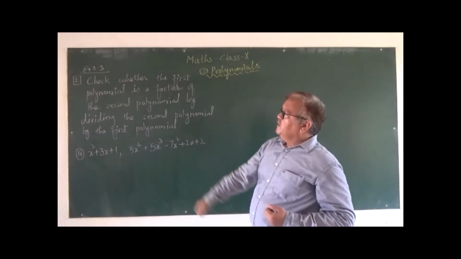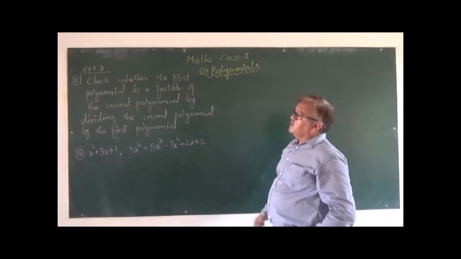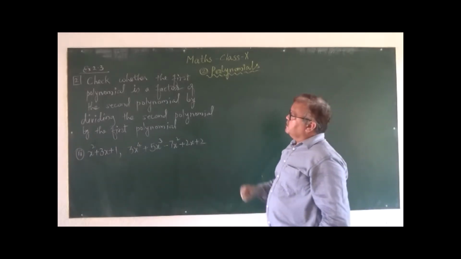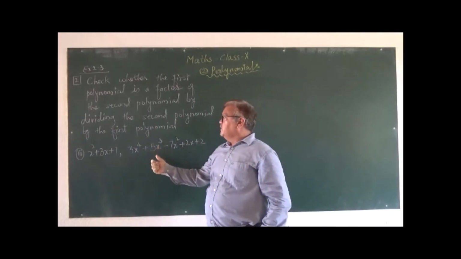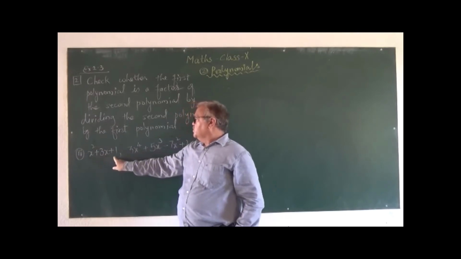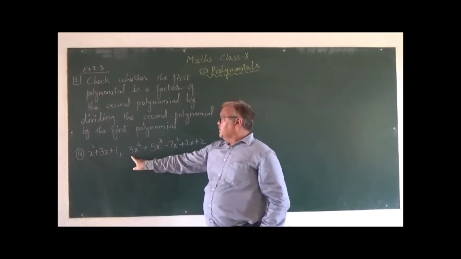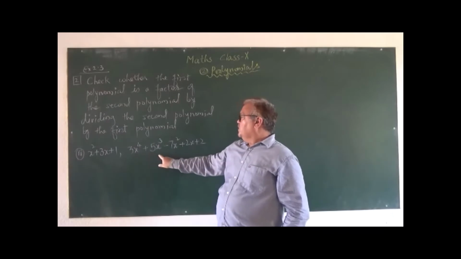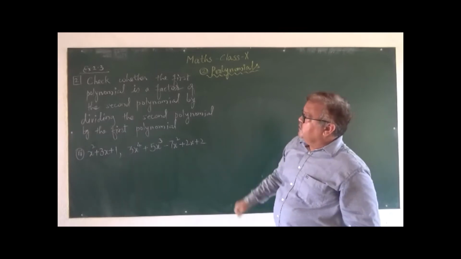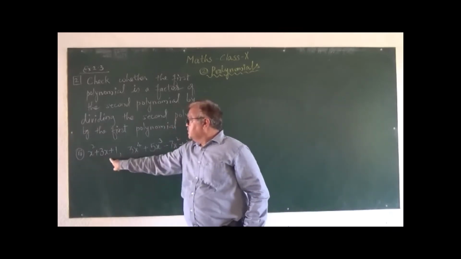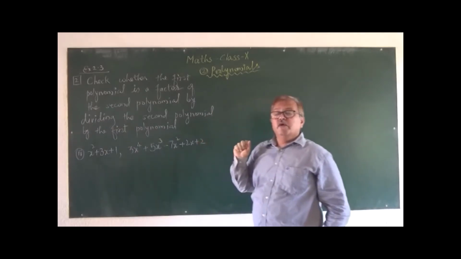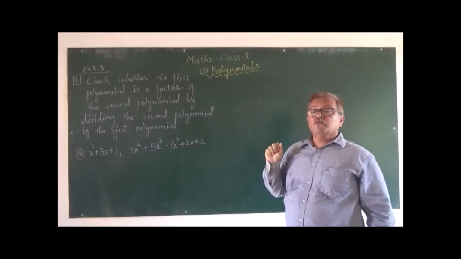Okay, let us see question number 2. Check whether the first polynomial is a factor of the second polynomial by dividing the second polynomial by the first polynomial. So the first polynomial is x square plus 3x plus 1, and the second polynomial is 3x raised to 4 plus 5x cube minus 7x square plus 2x plus 2. So you have to check whether the first polynomial is a factor of the second polynomial. So what is the meaning? When it is a factor, what is the meaning? The remainder should be 0.